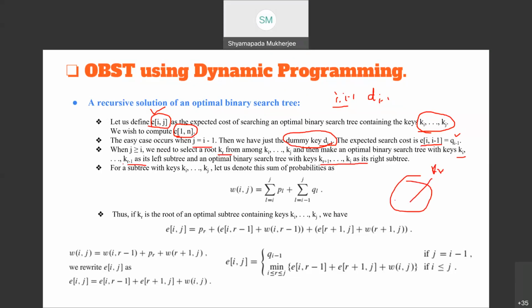So this part will give you the expected search cost e[i, r minus 1], plus this will give you the expected search cost for the other subtree, r plus 1 to j.